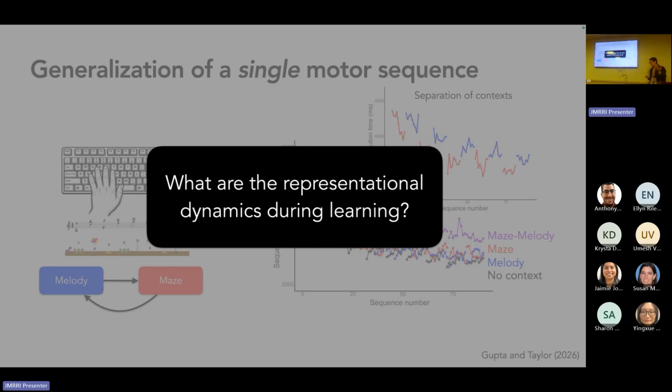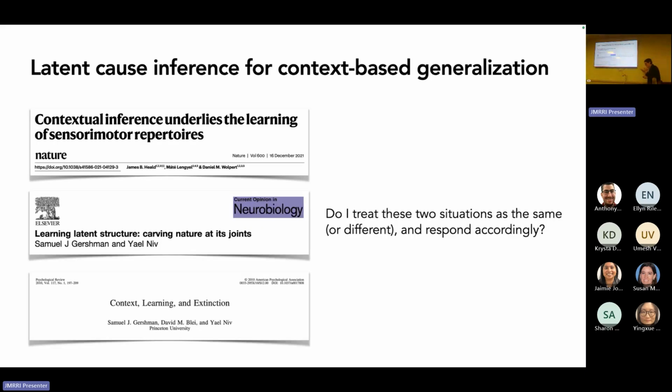Okay. Now, what has made a big splash, at least since 2021, just in the motor control field, is this idea of latent cause inference. Okay. And so this work by Heald and Wolpert looked at how contextual inference underlies sensorimotor learning. So you're making some kind of inference about the context, and your experiences, the sensory cues, and the feedback that you got are going to be linked with that context. And you're going to make some kind of estimation about, if you're in a new scenario, am I going to generalize that because I think it's the same task or the same context, or not?